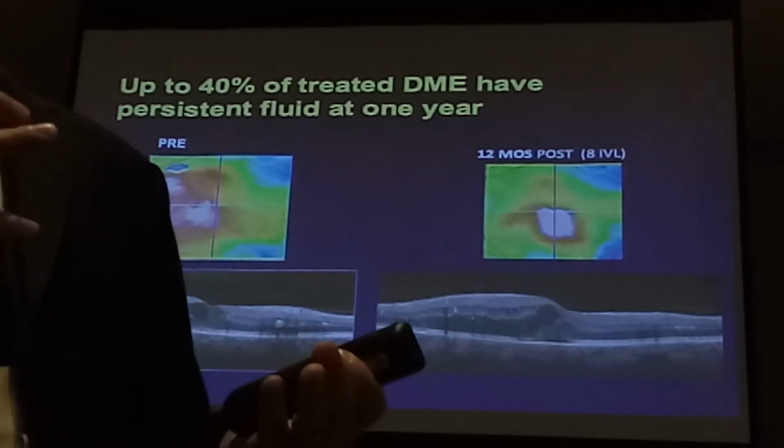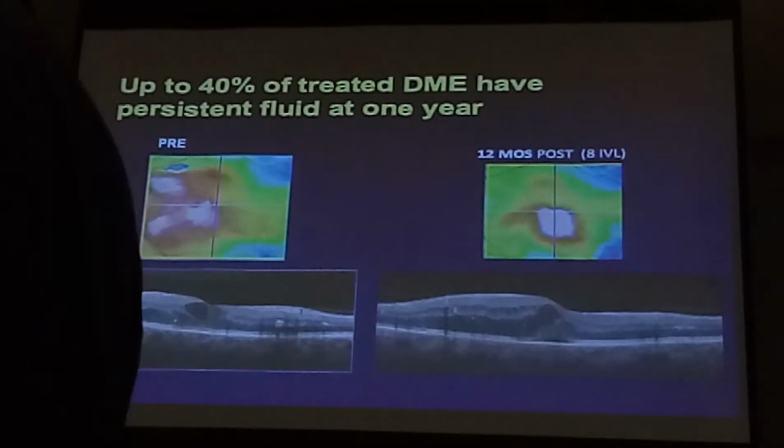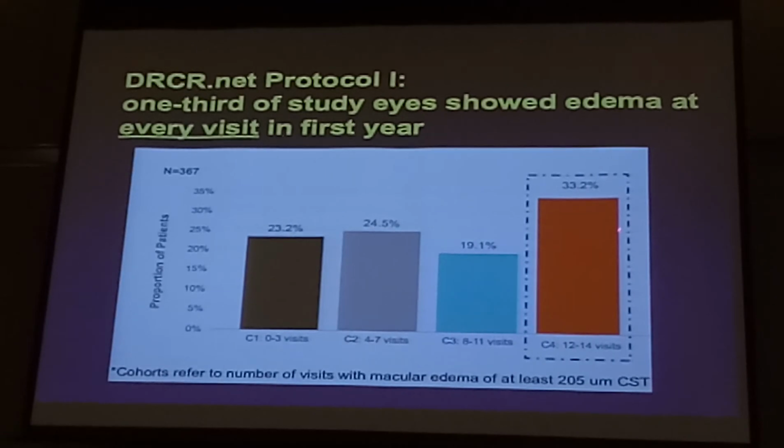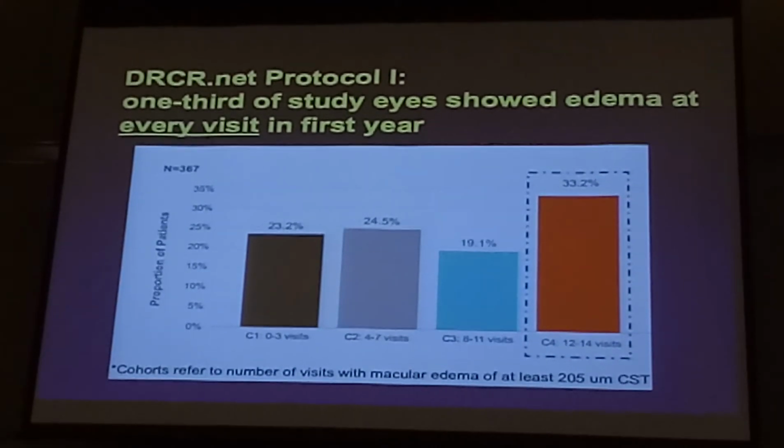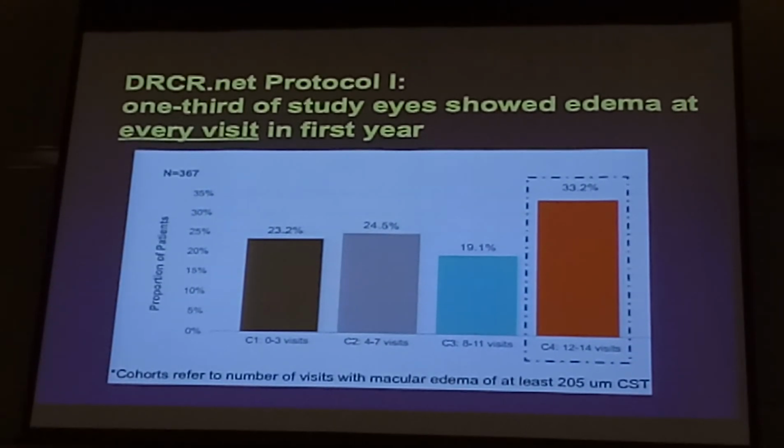Don't be too disappointed if macular edema persists, at least in the first year of treatment. Up to 40%. And 33% had fluid at every visit in protocol I. This is despite these patients getting 8 to 9 injections. So clearly, there is something else going on in these eyes. It's not purely VEGF driven.